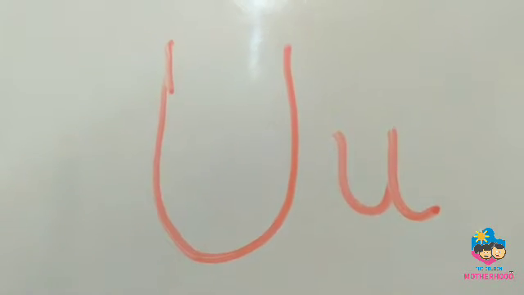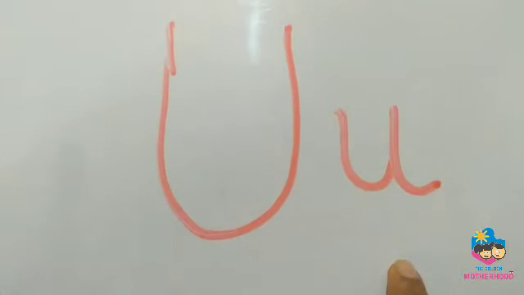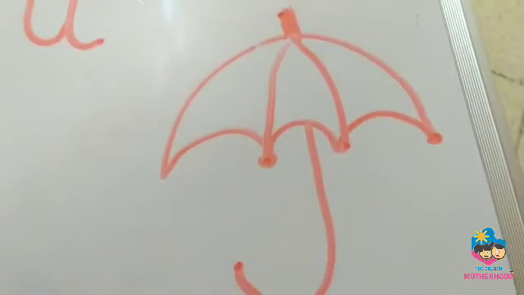Here capital letter U is looking like an upward curve and small u is looking like one upward curve and one standing line. U for up and U for umbrella.